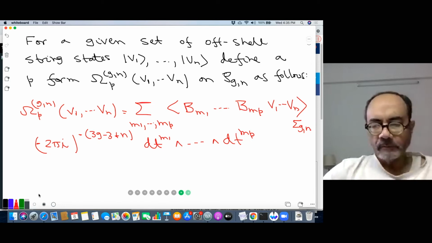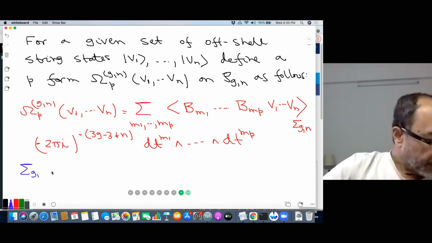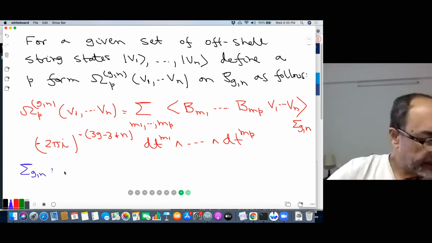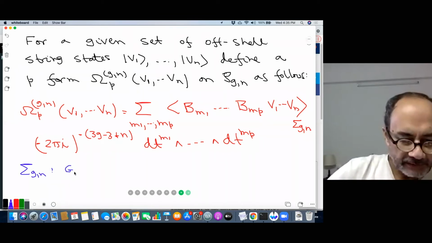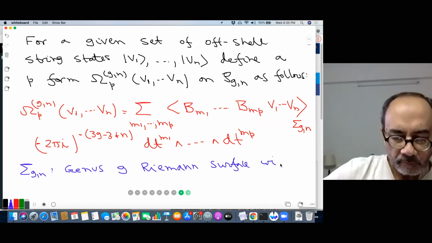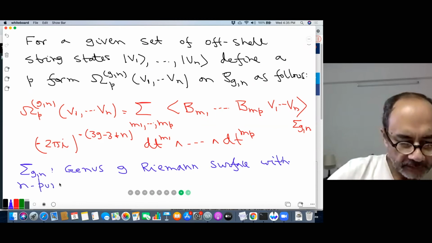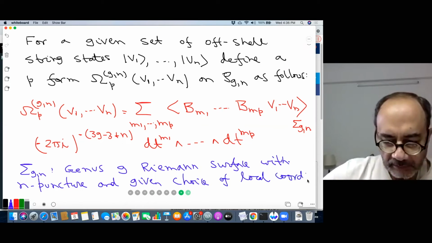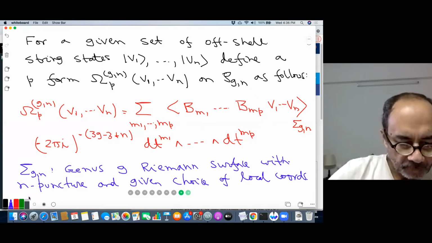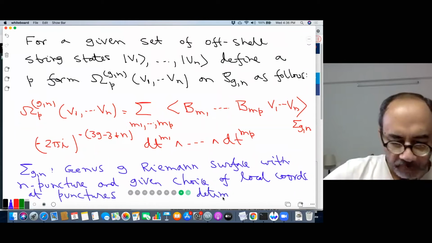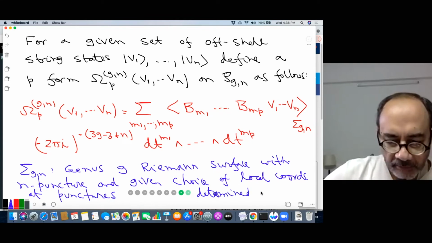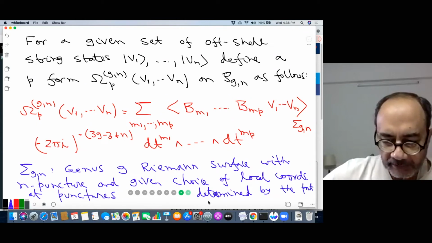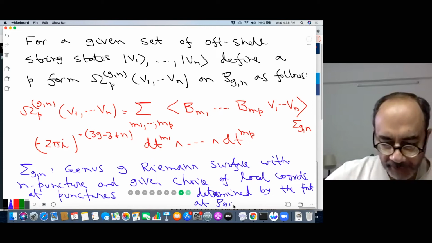Okay. So I have to explain what the sigma_{g,n} is. So sigma_{g,n} is a genus g Riemann surface with n punctures, and a given choice of local coordinates at the punctures, determined by the point at P_{g,n}. Okay, so let me explain what this means.